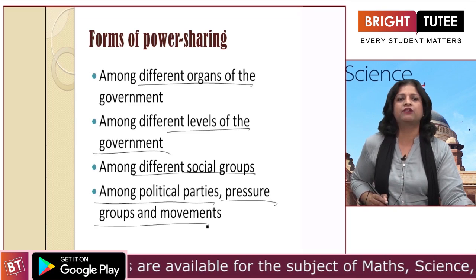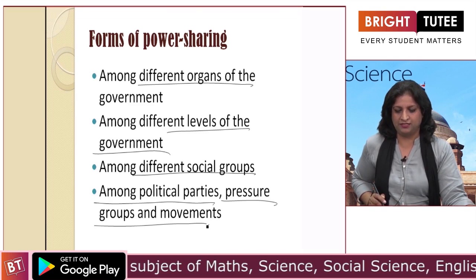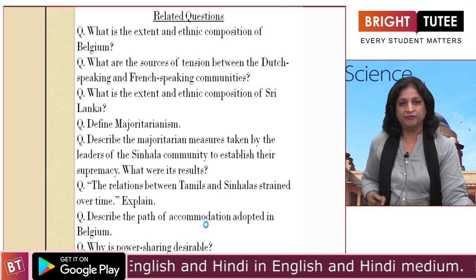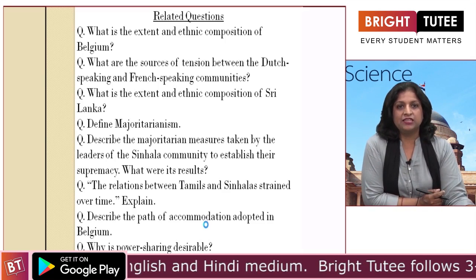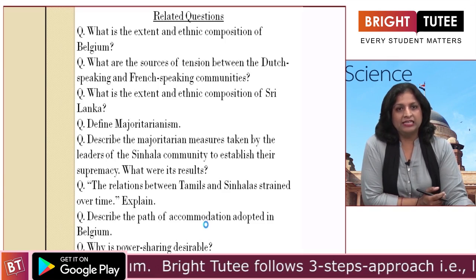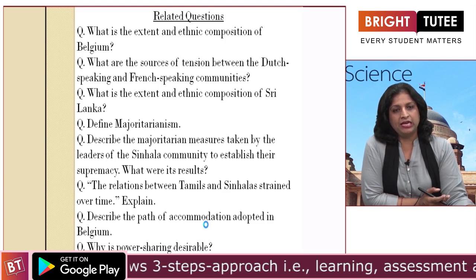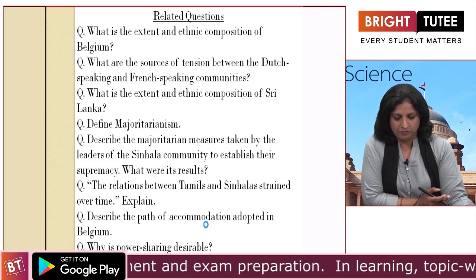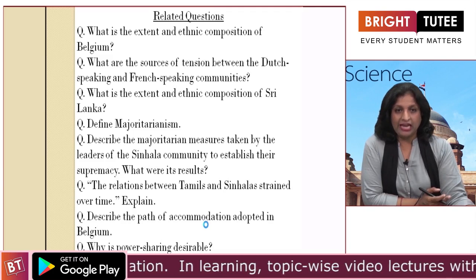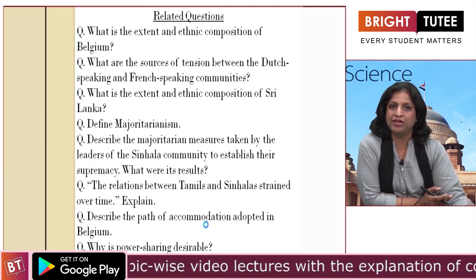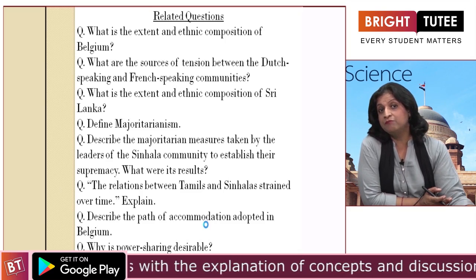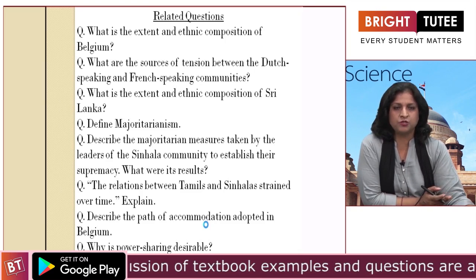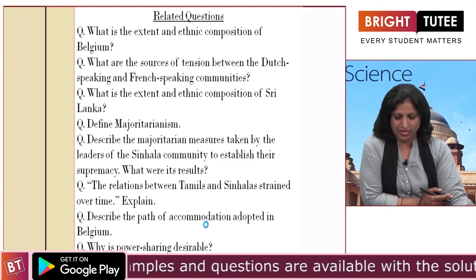So let's have a quick recap in the form of question answers. First, what is the extent and ethnic composition of Belgium? As we discussed in the beginning, extent, the boundaries, and the ethnic composition, like the Dutch speaking 59%, French speaking 40%, and 1% German speaking. Then we have discussed the sources of tension between the French and the Dutch, because the French, being in minority, have the advantage of development, progress. That is why there was conflict between the French and the Dutch.